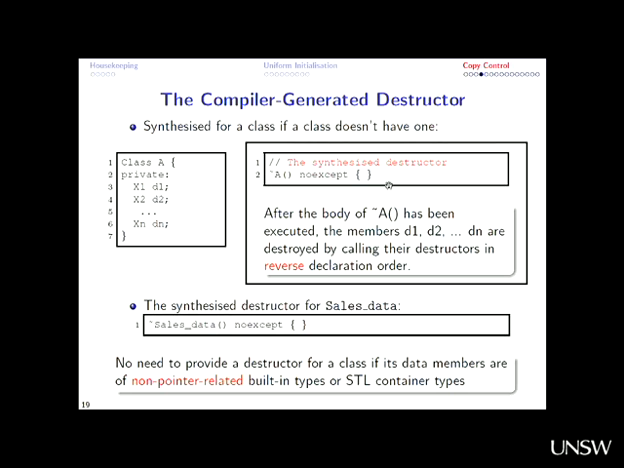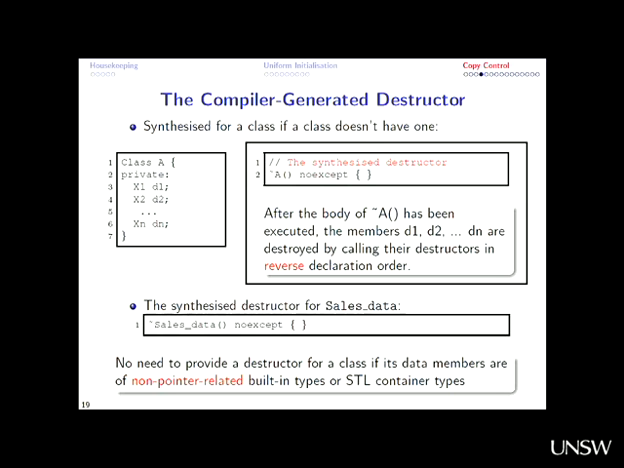The generated destructor here doesn't do anything at this point, but after it is executed, x1, x2 through to xn are destroyed in reverse order by calling their destructors. So xn gets destructed first, x2 gets destructed second to last, and x1 is the last thing destructed. For our sales data class, if we don't write the destructor ourselves, it looks like that.